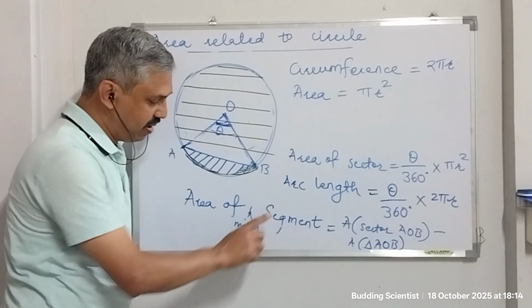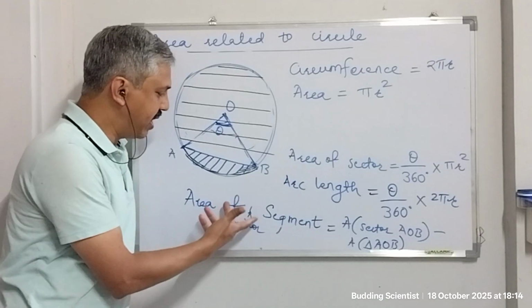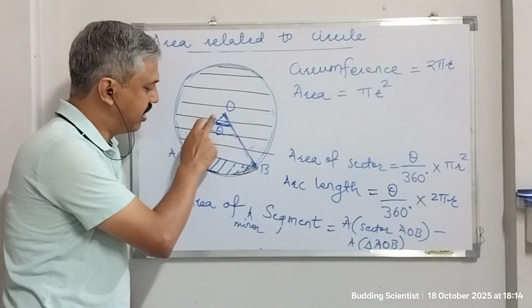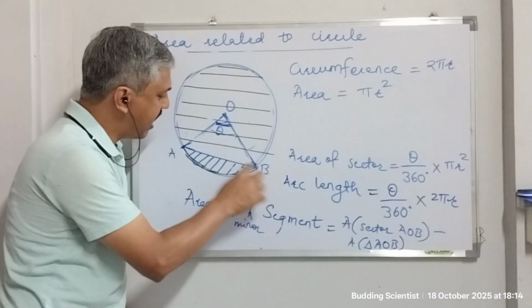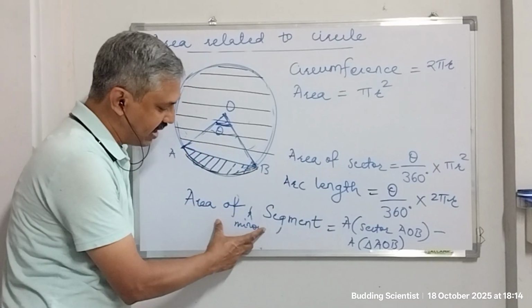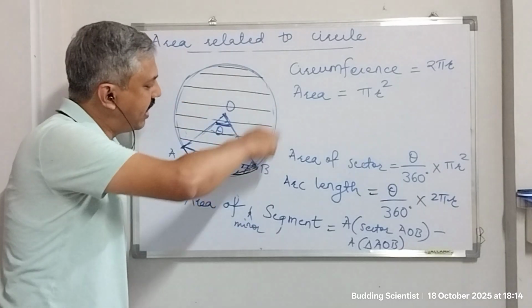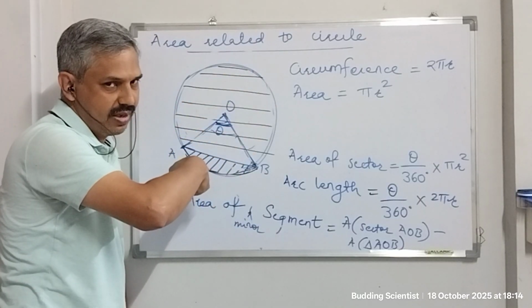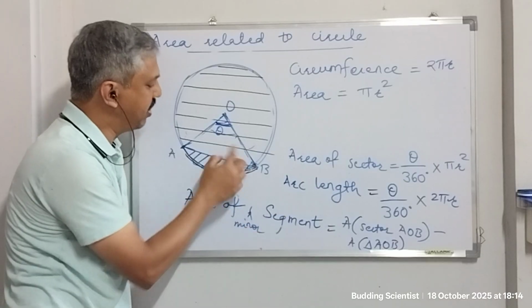So we first find out the area of the minor segment. How do you find it? Find the area of the sector, and subtract the area of this triangle from the sector. You get the area of the minor segment. Then from the entire area of the circle, subtract the area of the minor segment, and you get the area of the major segment.